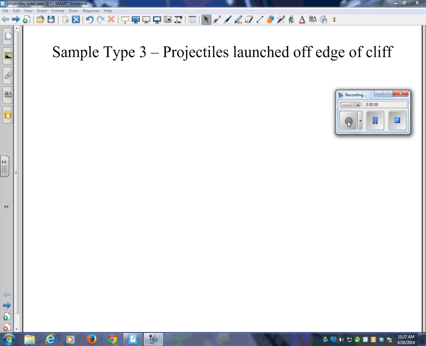Today I would like to look at the last type of problem. These are projectiles launched off the edge of a cliff. This is the Big Daddy long ones. This is probably going to be the longest problem you will have ever seen up to now.